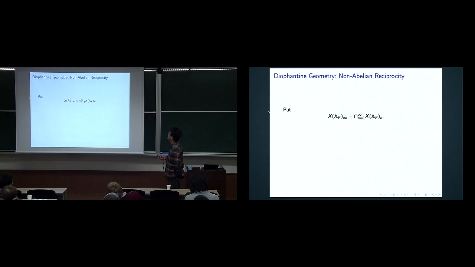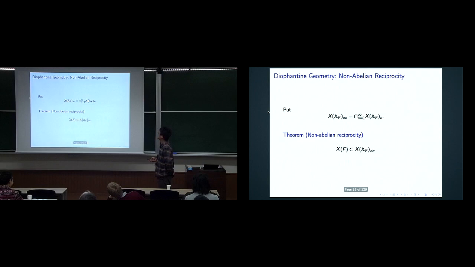Now, it's natural to put X sub infinity as the intersection of the kernels of all the reciprocity maps. If you define X sub infinity that way, then the non-abelian reciprocity law says that the global points are inside X sub infinity. In other words, the global points are killed by all the reciprocity maps. So this is a rather complicated sounding, but I think natural, generalization of class field theory. Except now we're doing it for a curve of higher genus.